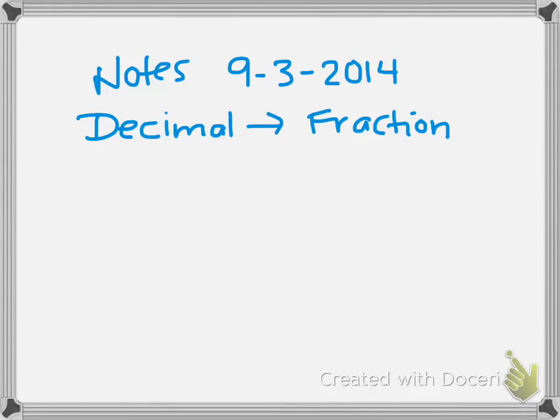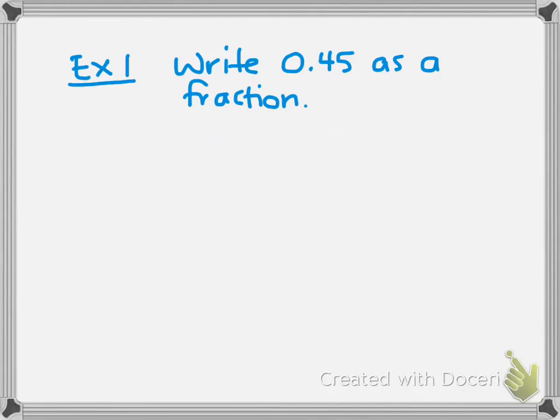Okay, notes from September 3rd, decimal to fraction. On example 1, you need to write 0.45 as a fraction. There are 2 decimal places. That's tenths, that's hundredths. So that would be written as 45 hundredths.